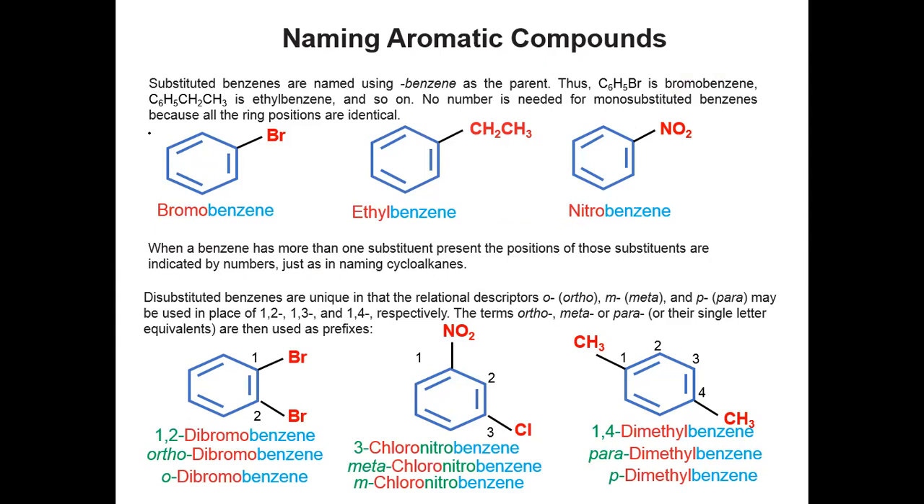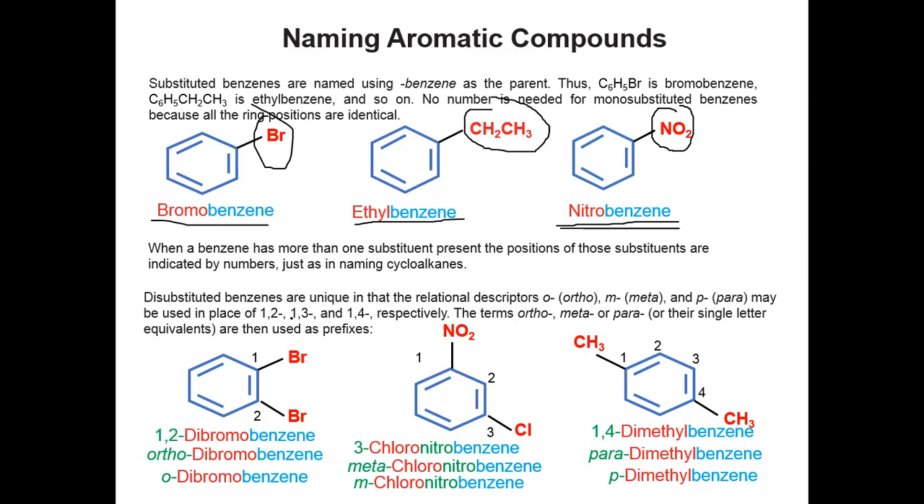If we do not have a substitution, it's just benzene, a 6-member carbon ring. But if we have a substitution like here, then it's going to be bromobenzene, simply bromobenzene. If we have an ethyl group in there, it's going to be ethylbenzene. If we have a nitro group, NO2, it's going to be nitrobenzene, okay?